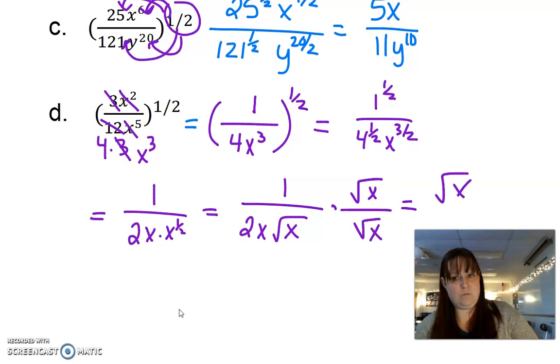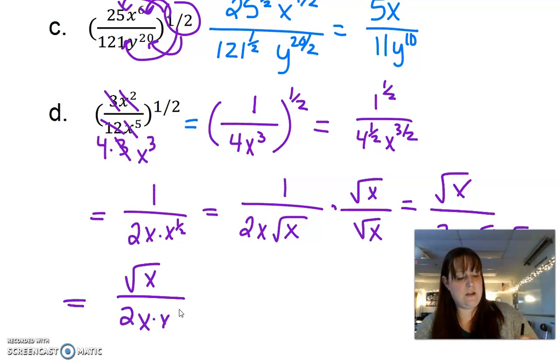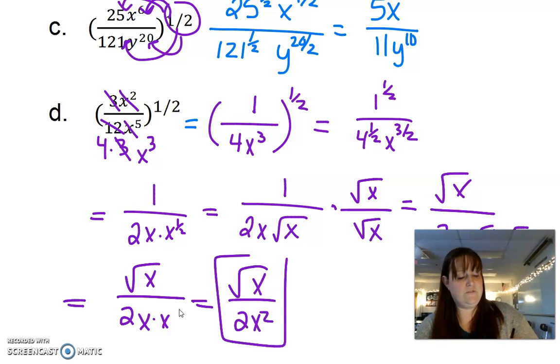So we end up with root x over 2x times root x, which is just x. So we get root x over 2x times x, which is root x over 2x squared. So that is the final reduced radical form. We know it's reduced because it doesn't have anything else that can simplify, it doesn't have any radicals in the denominator, and everything is in radical form, not in exponential form.